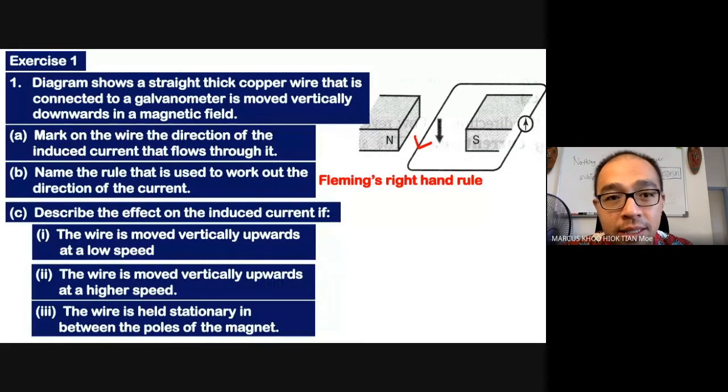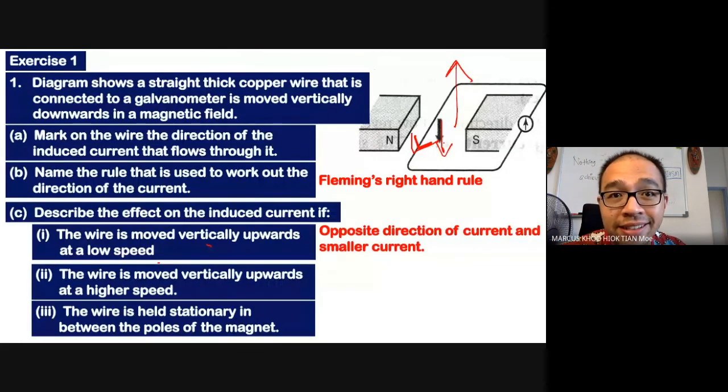Now let's describe the effect on the induced current if the wire is moved vertically upwards at a low speed. Tell me the direction and the magnitude of the current. Originally, the wire is going down, right? And we determined from Fleming's right-hand rule that the current is going this way. So if you move the wire upwards, it's going to go in the opposite direction, inwards. And it's going to have a smaller current because of the low speed.